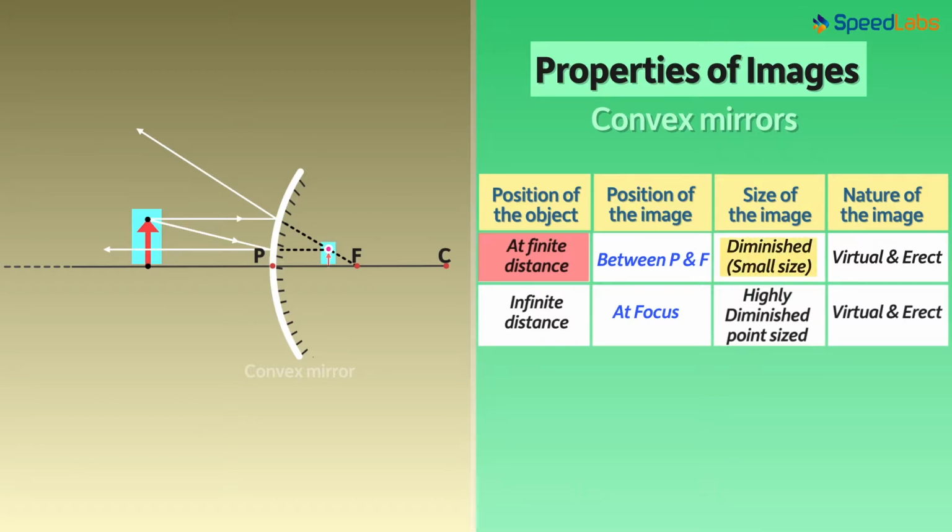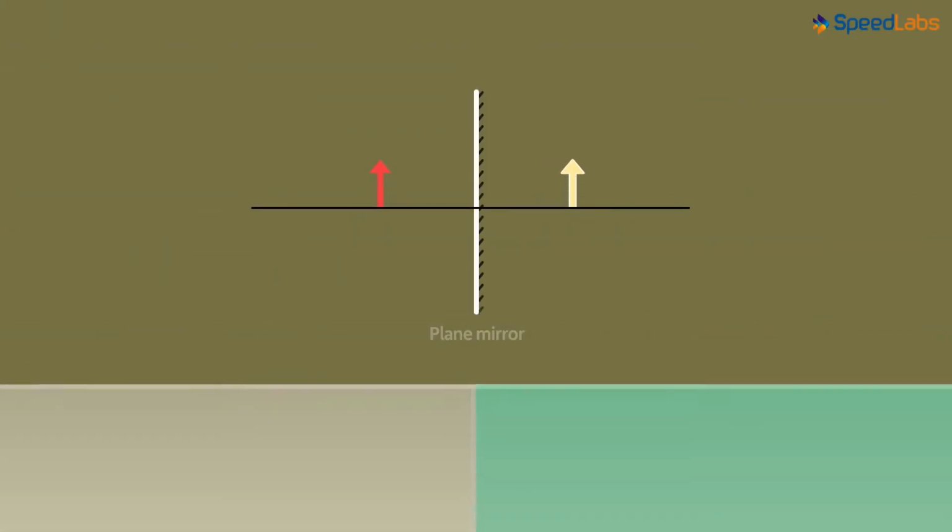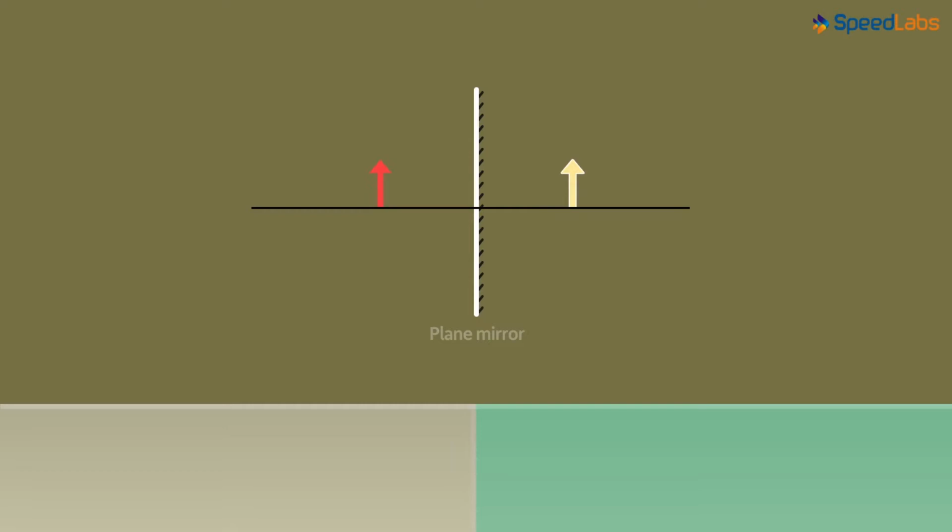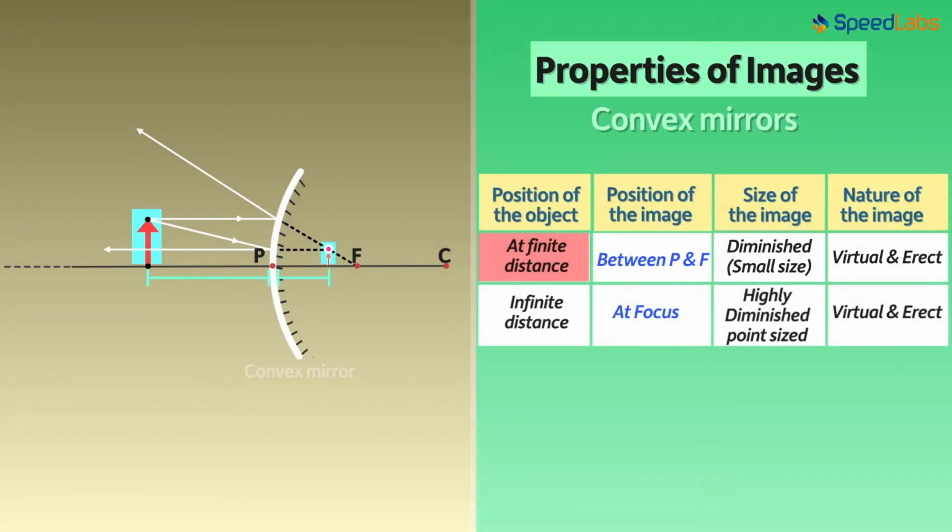Also, one more important thing that I must say is that the image's distance from the mirror is not the same as the object's distance from the mirror. If you remember, when we were discussing plane mirror images, the virtual image distance and object distance from the mirror were the same irrespective of where the object was placed. Here, even though it's a virtual image, it does not follow that property.